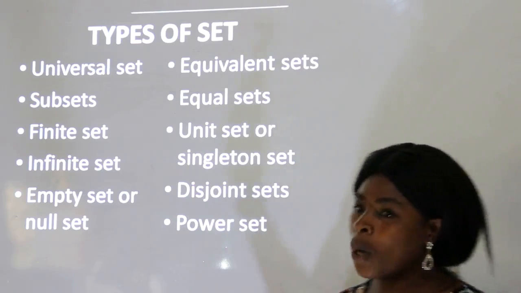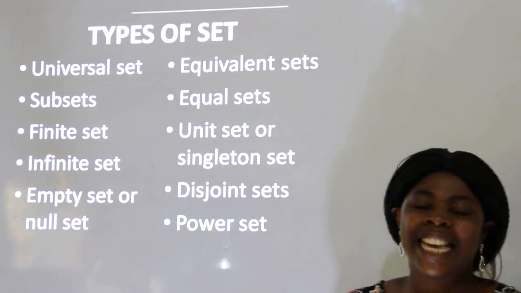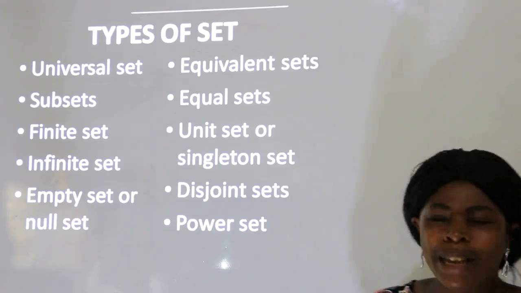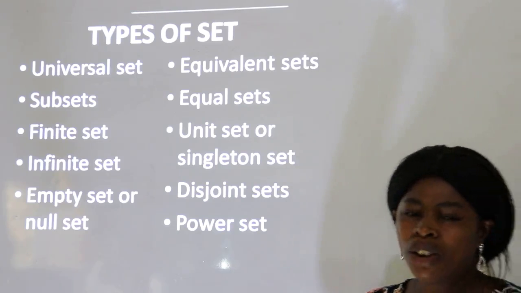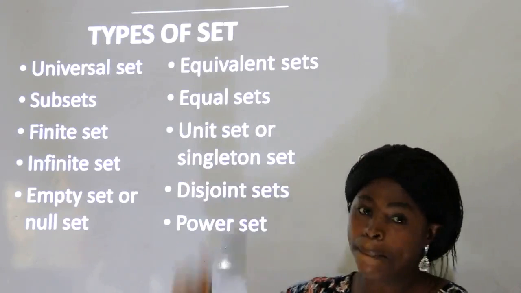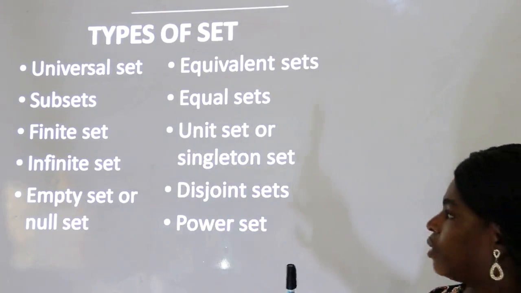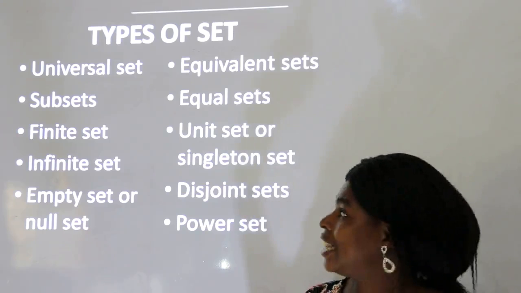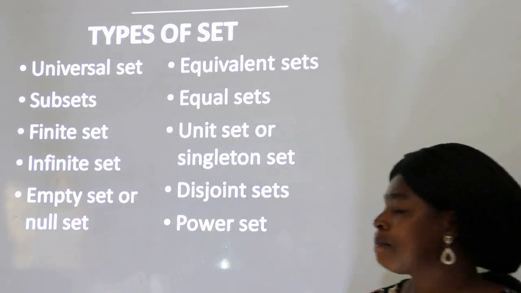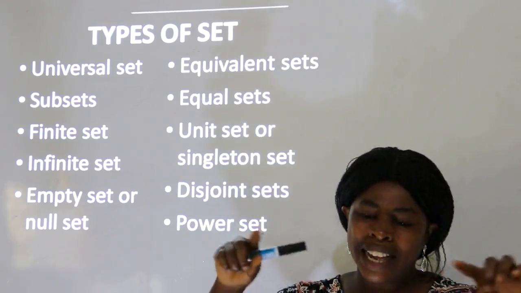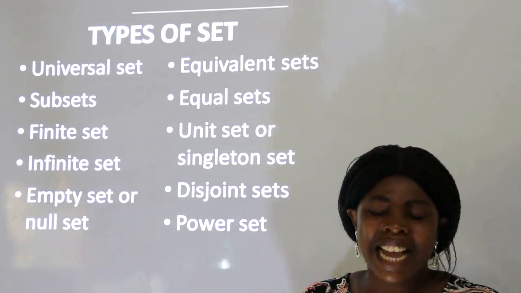Then we have subset. I can say that set A is a subset of set B if all the elements of set A belong to set B. We will take them one after the other and look at it in detail. Then we have the finite set. This finite set, that is, they are the sets that all the elements in the set are listed.